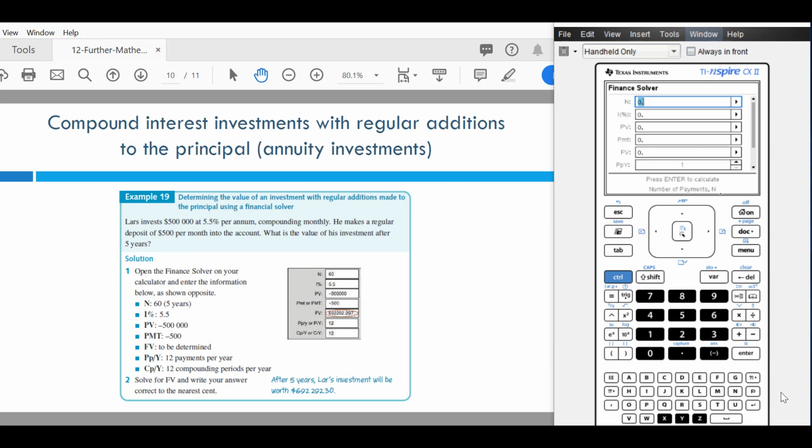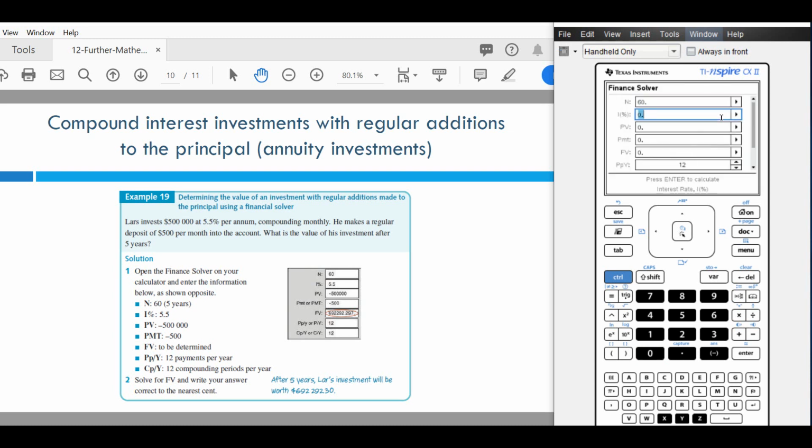So guys, it's compounding monthly. So straight away, what I would do is go down to PPY, CPY and change that to 12 and 12. So we've got that done. Now I'll go back up to the top and put this information in here. Under N, we've got 5.5% per annum, regular payments for 5 years, compounding monthly. So that would be 5 by 12, which is 60. So we put 60 into this one.